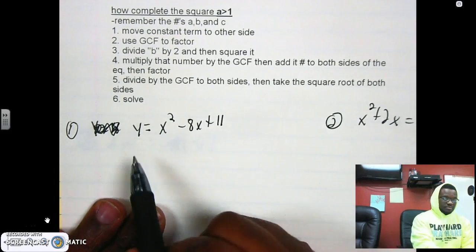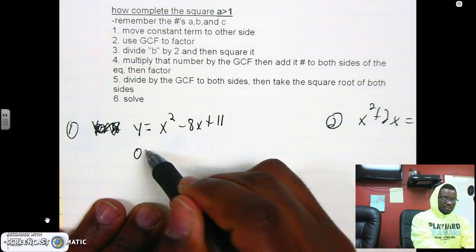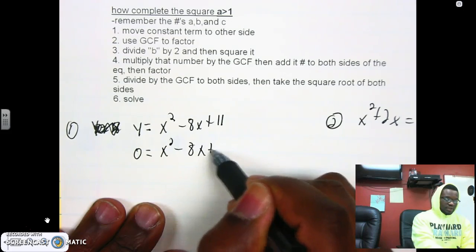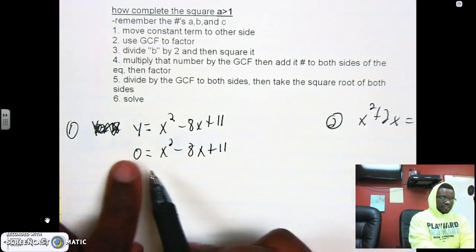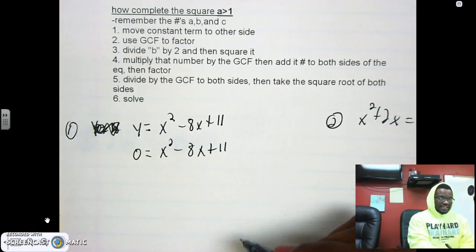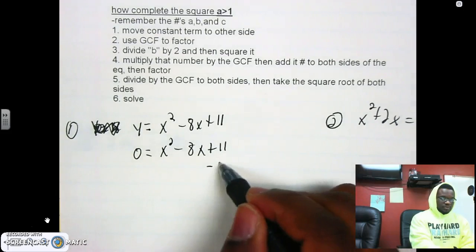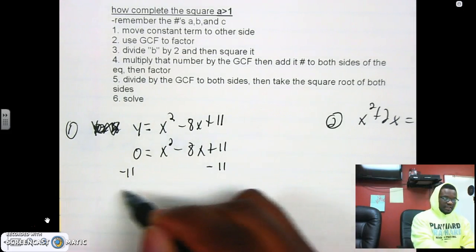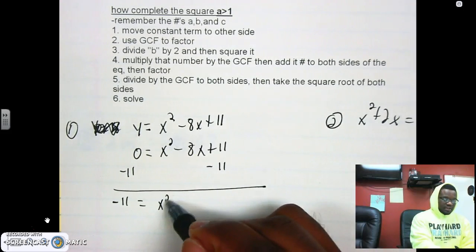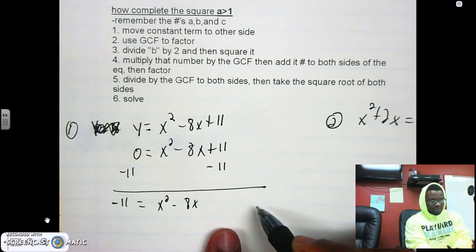The first thing, remember from the first time we took notes, is whenever you're solving a quadratic equation, you want that equal to 0. It doesn't matter which side your 0 is on. The rule says what you want to do first is move your constant term to the other side. So I have negative 11 equals x squared minus 8x, and I would usually leave a space there before I hit my equal sign.